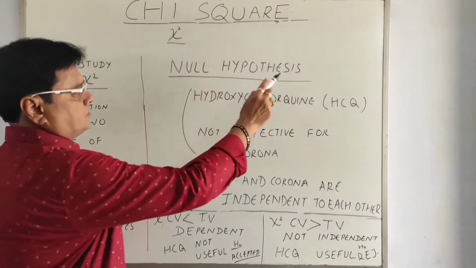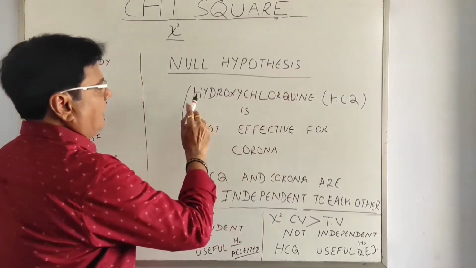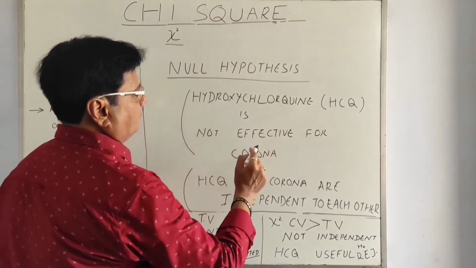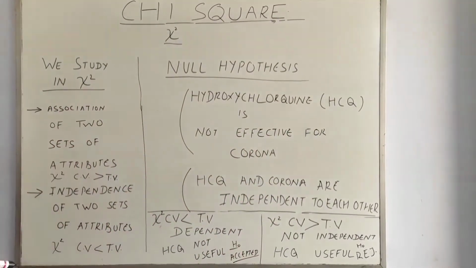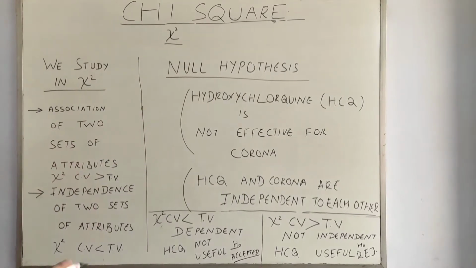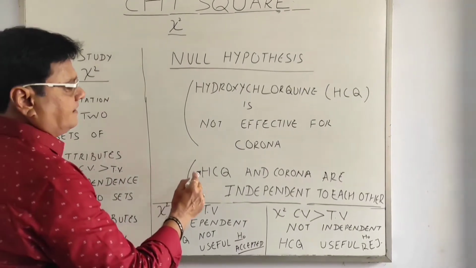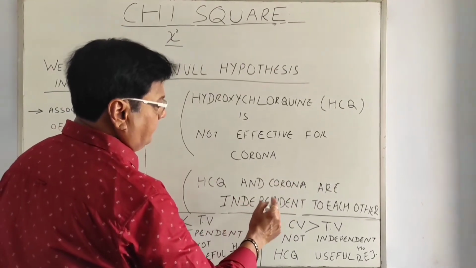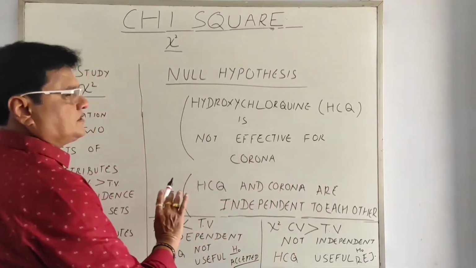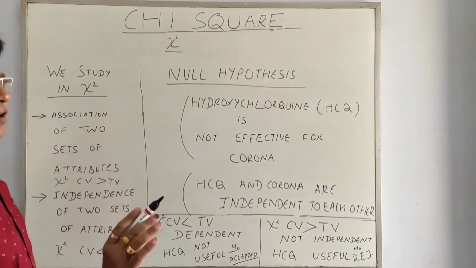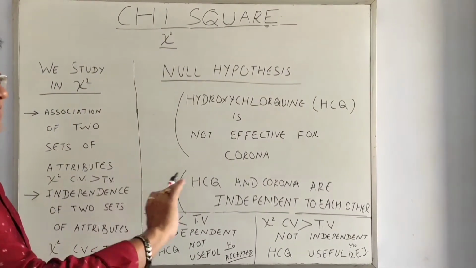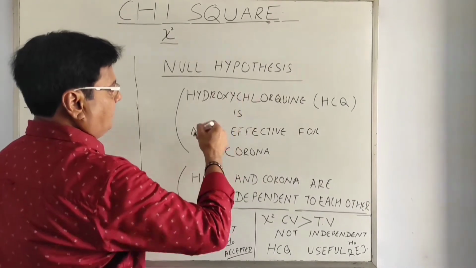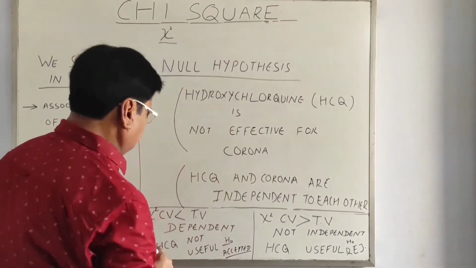Our null hypothesis will be like this: hydroxychloroquine, HCQ, is not effective for corona. Suppose that is our null hypothesis. Technically, HCQ and corona are independent of each other. That means they are not effective. Corona is going somewhere and HCQ is going somewhere else. Whether this fact is coming true or not, that we have to study.